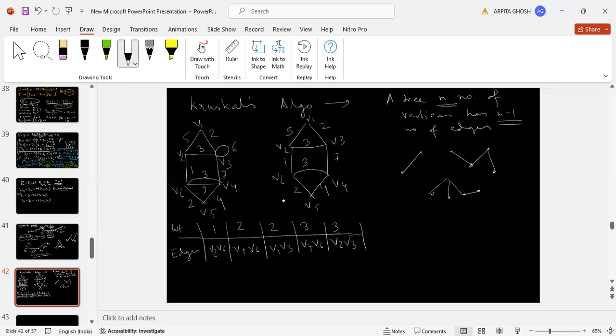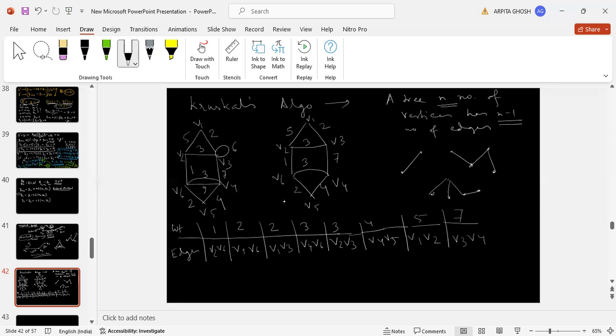After 3, this is your 4. 4 means V4, V5. Next is 5. 5 means V1, V2. And after that, 7. 7 means V3, V4. I think I have taken all the edges, no?